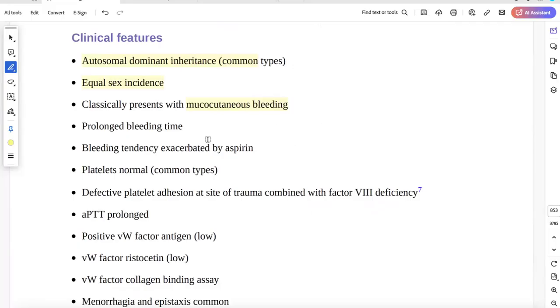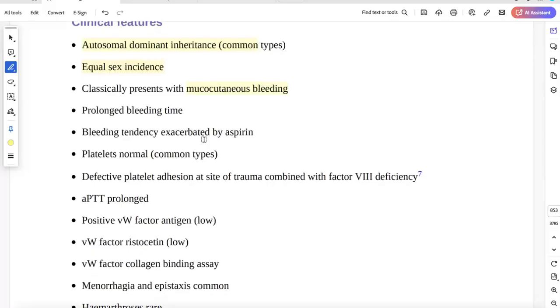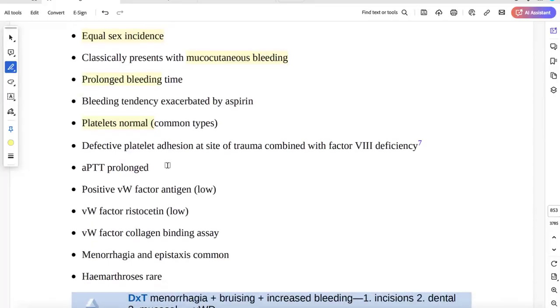So in this patient, because the clotting factor is not working properly, the bleeding time will be high, so prolonged bleeding time, but the platelet count is normal. So why is there a problem? The problem is defective platelet adhesion at the site of trauma combined with factor 8 deficiency. So there is a very important thing to know.